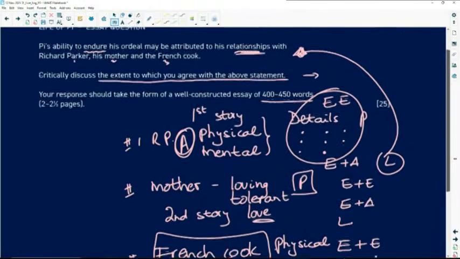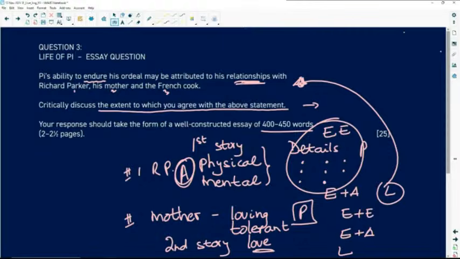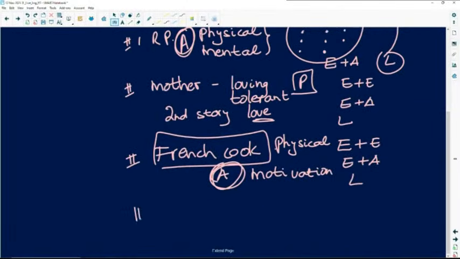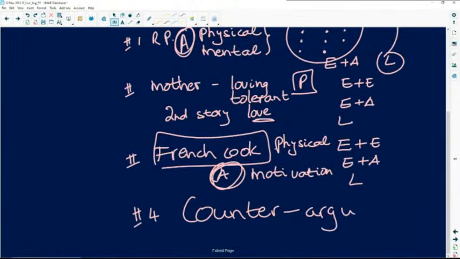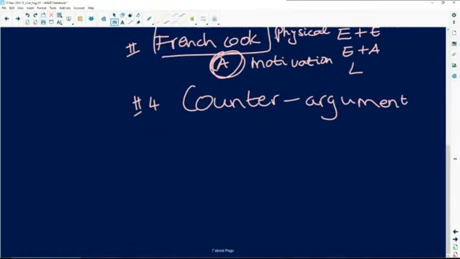Now, where's the fourth paragraph? I've got to write 400 to 450 words. I really am looking at 4 times 100-word paragraph. Well, let's look back at our topic. Pi's ability to endure: my mother and French cook. To what extent? Well, I think there's a big thing that's left out. So I'm now going to go with paragraph 4 is going to be my counter argument, and that's not really a counter argument. You are allowed a counter argument, which means you argue against the topic. Counter, you go against it. This is not really a counter argument, it's like an add-on argument.